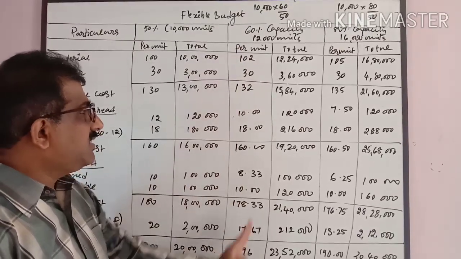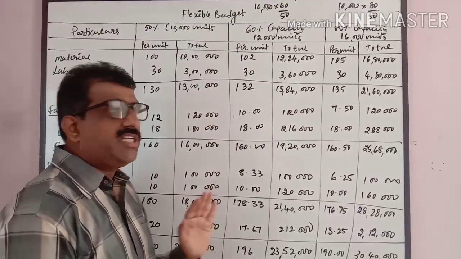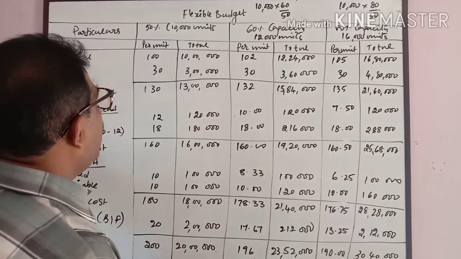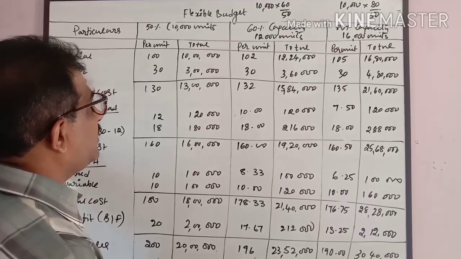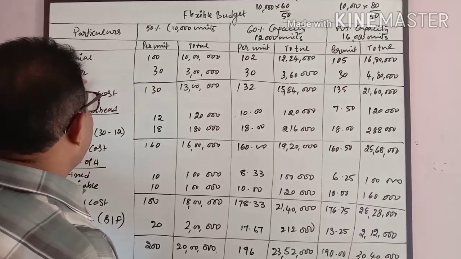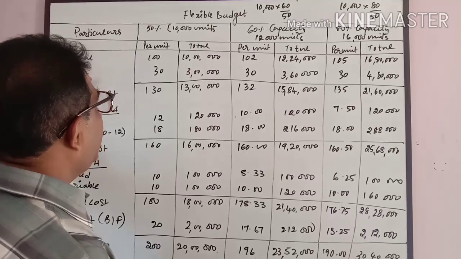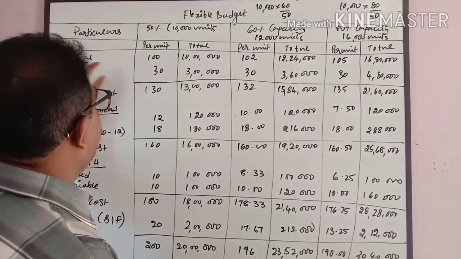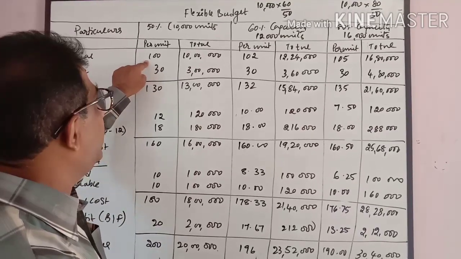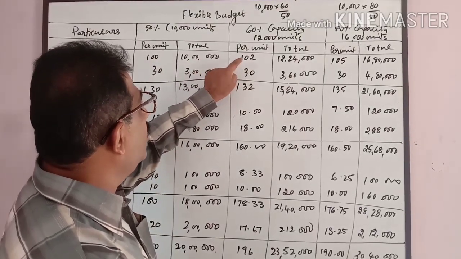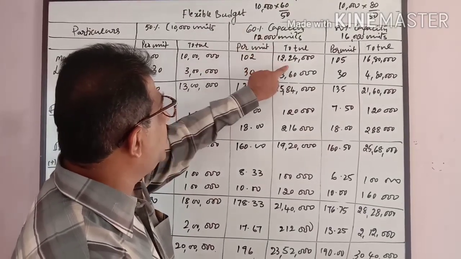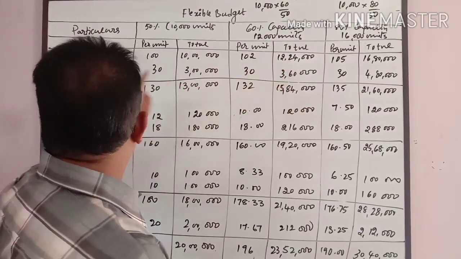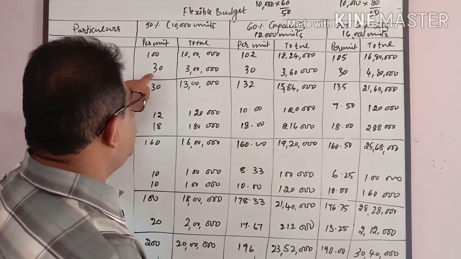I will fill up all these columns. How I filled them up, I will tell you. Material cost is increased by 2%, it is given in the problem. At 60% capacity, material cost increased by 2%. 100 plus 2% comes to 102. 102 into 12,000, 12,24,000. Labor cost per unit is not changed.